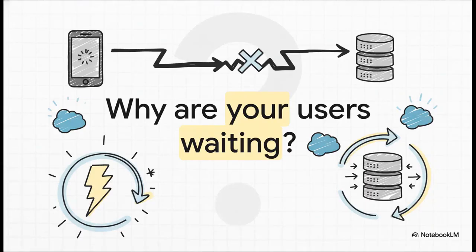So let me ask you something. Have you ever been here? You build this amazing new feature. You're super proud of it. You push it to production, and then the feedback rolls in. Hey, this is kind of slow. Your users are just stuck, staring at that dreaded loading spinner, right? Ugh, that's the classic synchronous bottleneck, and it's exactly what we are going to crush today.